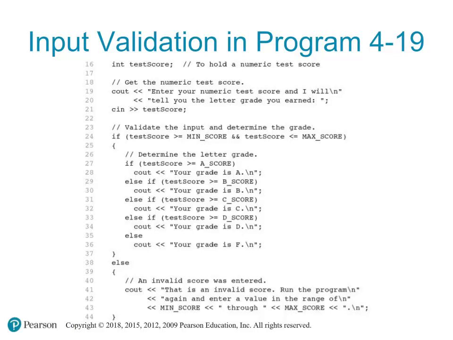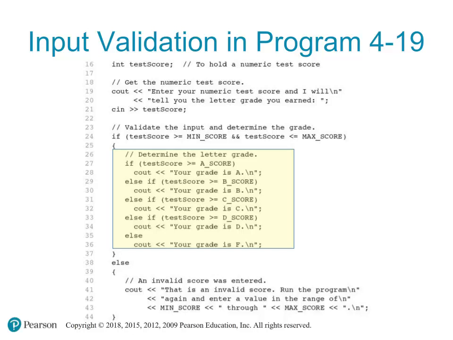It demonstrates how to validate user input for test scores and then determine the corresponding letter grade. First, the program captures the user's test score and stores it in the variable testScore. Before determining the letter grade, the program validates if the entered test score falls within a predefined range, from minimum score to maximum score. If the input is valid, the program uses a series of if-else-if statements to determine the letter grade.